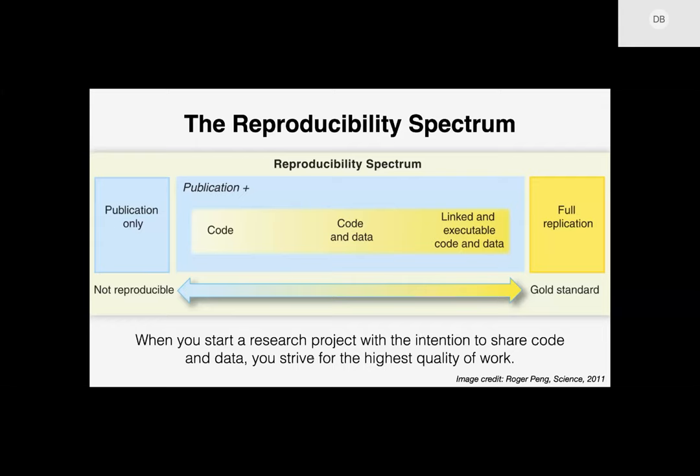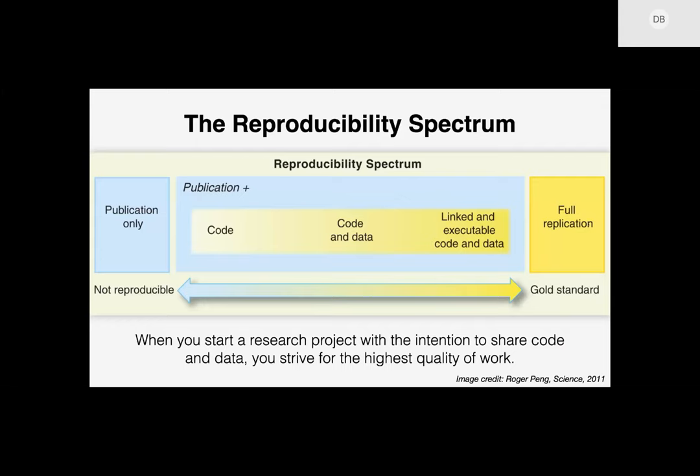So if your goal at the outset of a project is to be able to produce a research product that is reproducible, that's shareable, that's findable, and that can lend itself to full replication, then by its very nature, you're trying to make a project that's as high quality as possible, because people are gonna be able to look at that project in great detail and reproduce it.